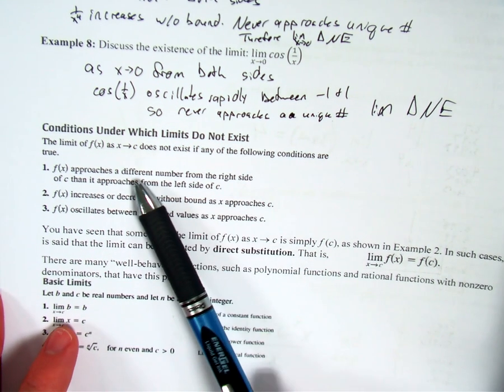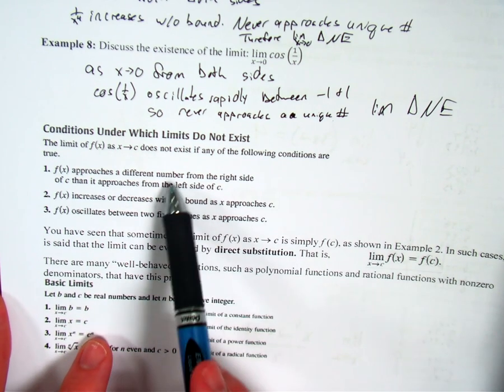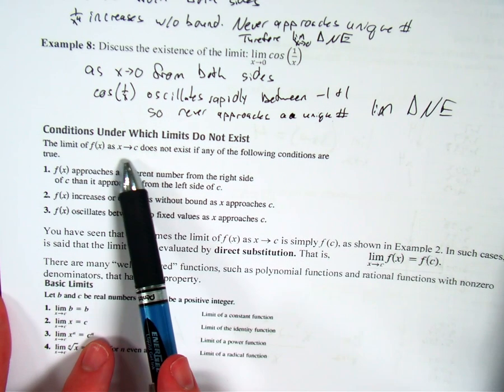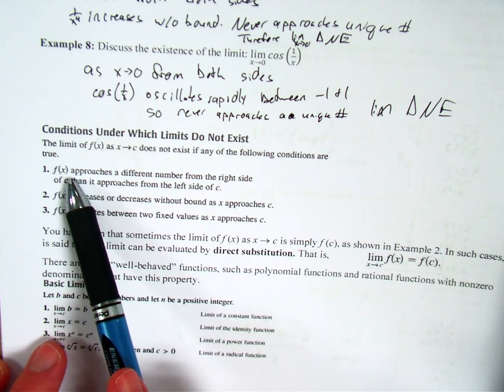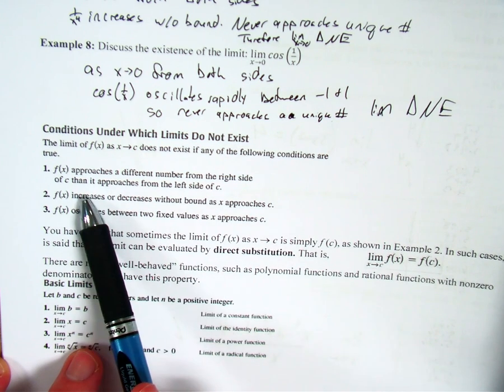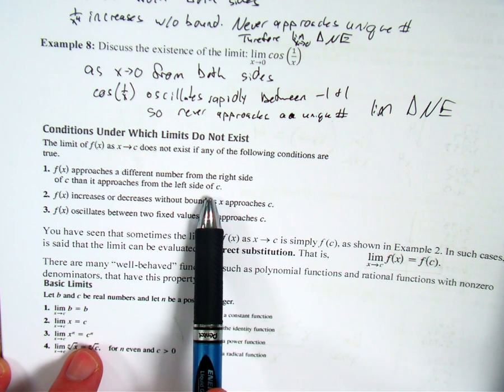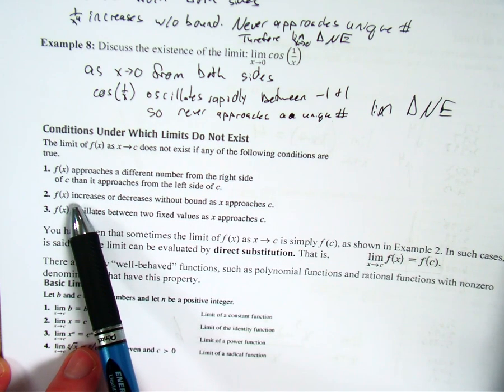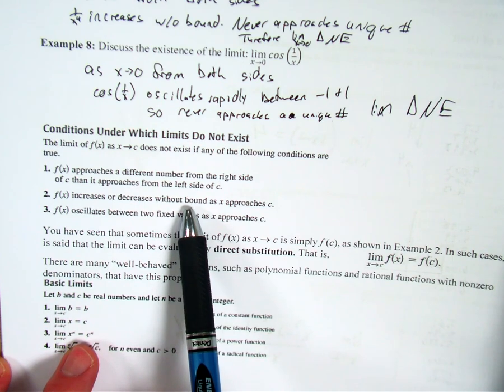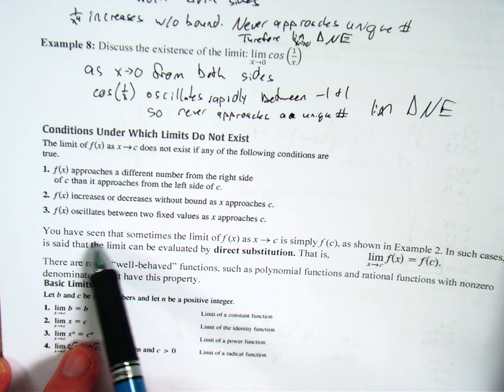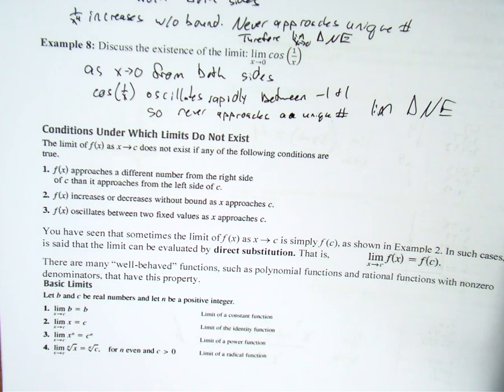Conditions under which the limit would not exist. The limit of f of x as x approaches c does not exist if any of these conditions are true. If f of x approaches a different number from the left side and the right side of c. If f of x increases or decreases without bound, goes to positive or negative infinity, not approaching a unique number. Or if it oscillates between two values, then it would not approach a unique number. And that would be another does not exist. Okay?